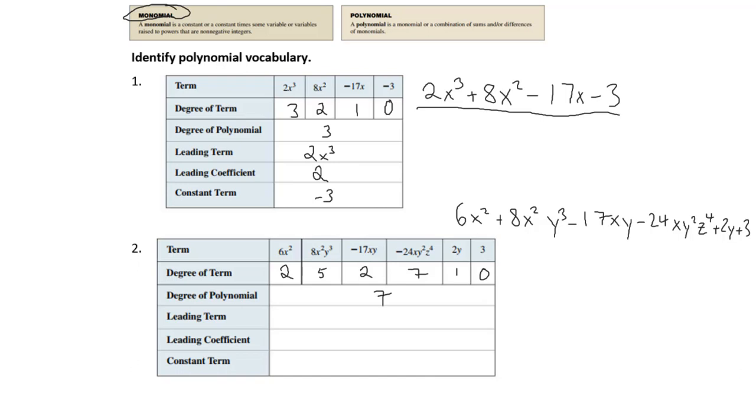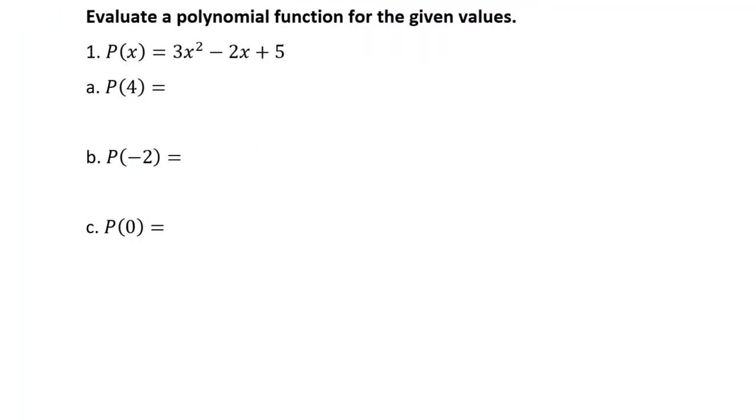So let's look at the leading terms. So that would be the first term. So that would be 6x squared. And the leading coefficient is the 6. And the constant term, the number at the back end, which is a 3. All right, let's go ahead and look at some more examples.